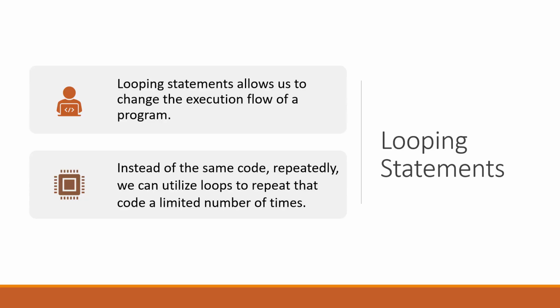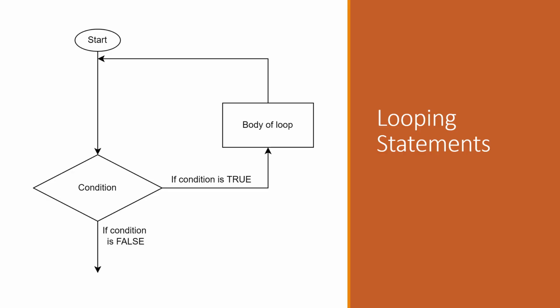Now, the main role of looping statements is to change the execution flow of a program. So instead of writing same code again and again, we can utilize loops to repeat that code a limited number of times. For example, we want to print first n prime numbers. Now, without loops, what we can do, we will use the print function and we will print each prime number one by one. Now with loops we can specify certain condition, and based upon that condition we can print out first n prime numbers.